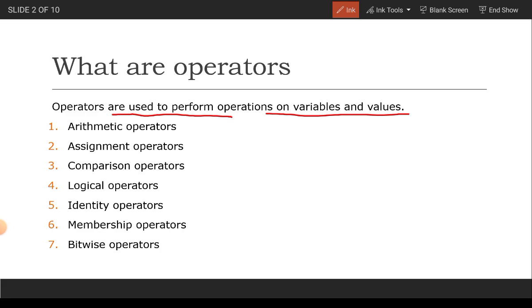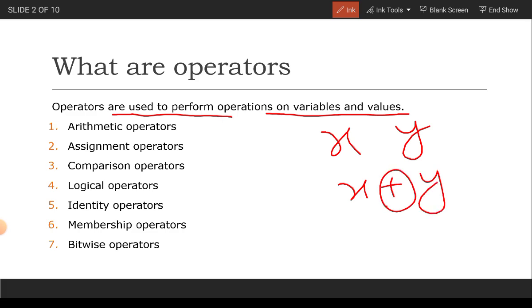Suppose we have been given two variables, x and y, and we want to add them to get the result. What will we do? We will do x plus y. So what is the plus here? Plus is an arithmetic operator. What do arithmetic operators do? Arithmetic operators do arithmetic operations.